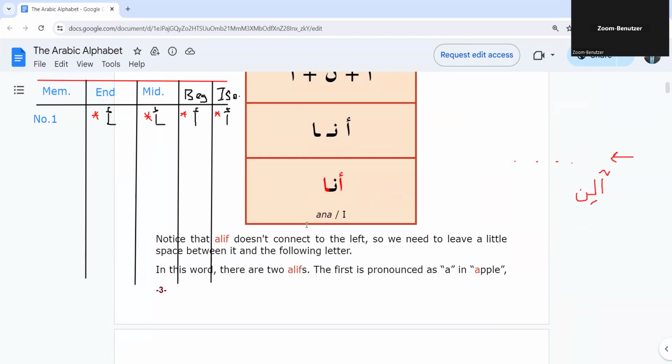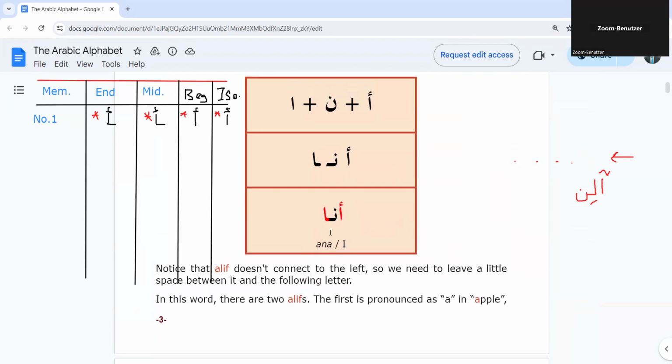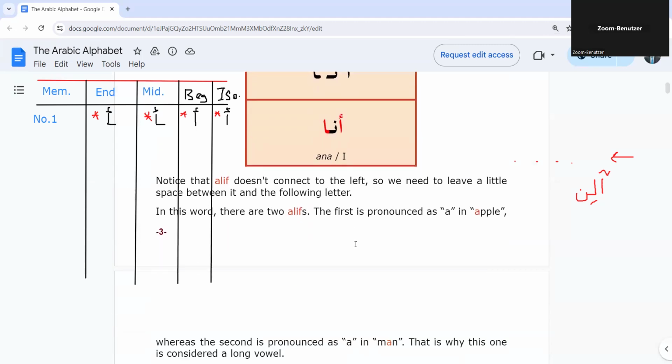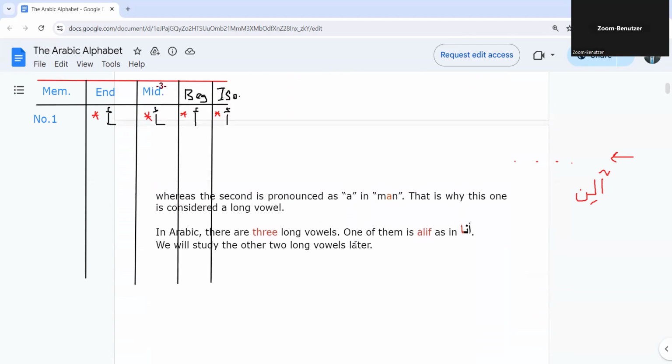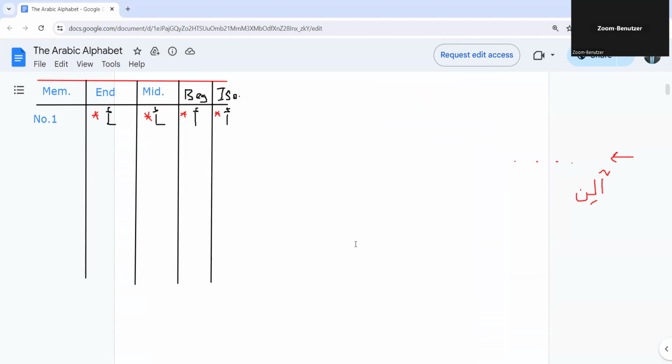In this word, we have two alifs. The first one is pronounced as the A in apple, the abrupt sound, the glottal stop. But the second one, at the end, is the vowel, which is like the A in man, as I told you. So we consider it one of the long vowels. We have 3 long vowels, and this is one of them. Great. So we learned a and n.